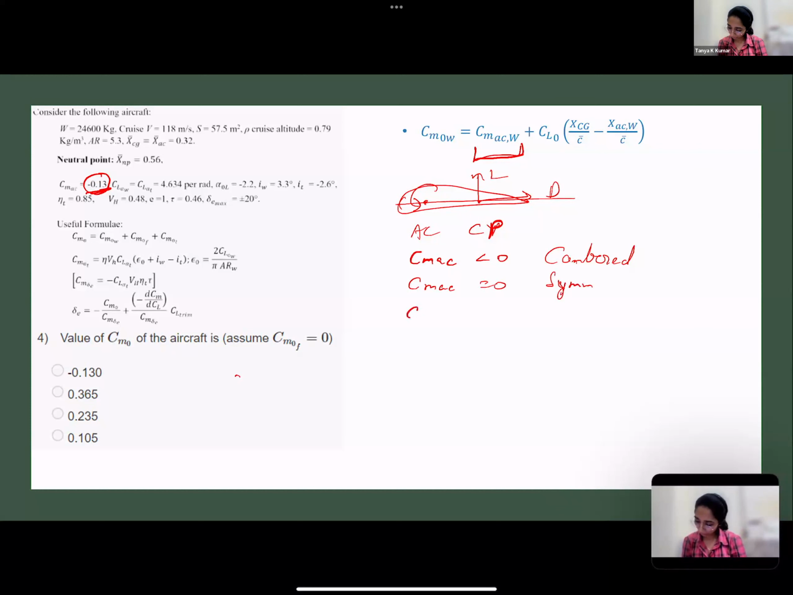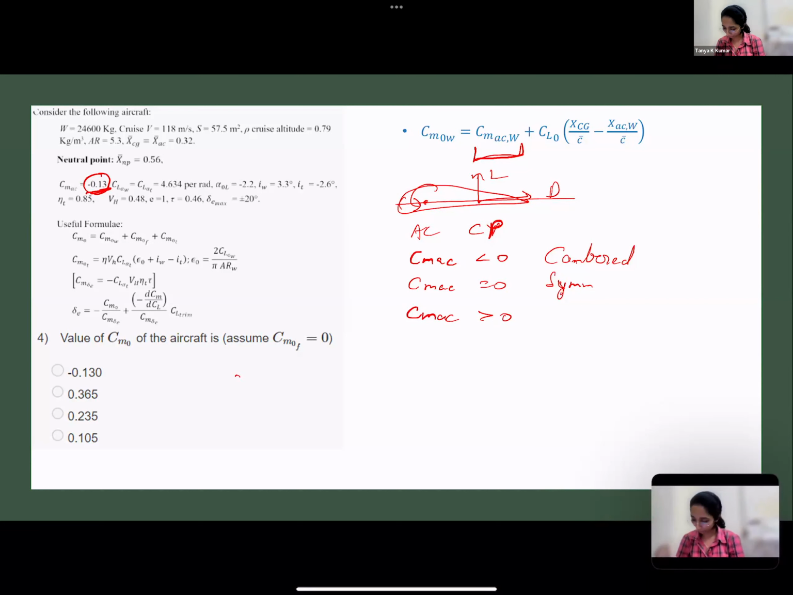So CMAC equal to 0 is for a symmetric airfoil. Now, if your CMAC is greater than 0, what kind of airfoil is it? Reflex airfoil, exactly. What was the difference with the reflex airfoil? It's a cambered airfoil, but there is an upward camber towards the tail, which is what makes your CP ahead of the AC, and you have a positive CMAC, a positive, pitch up moment. So just remember this: pitch down, anti-clockwise, nose down is negative by sign convention. Nose up is positive by sign convention.